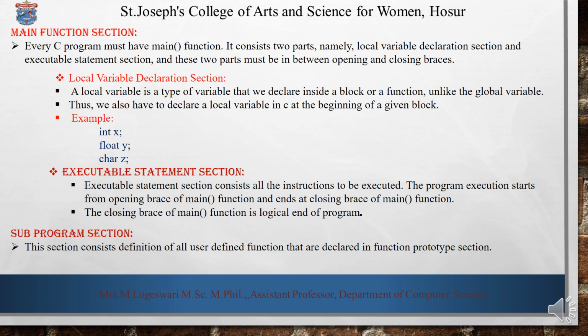So next section is the subprogram section. It is a user defined section. If you add so many functions in your program, that is called the subprogram section. So the main function is very important. Suppose you need to add so many user defined functions in the program, that function is called a subprogram function.